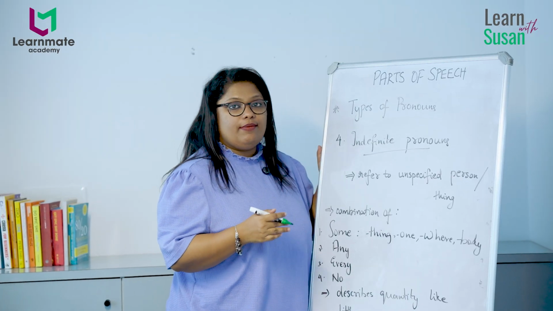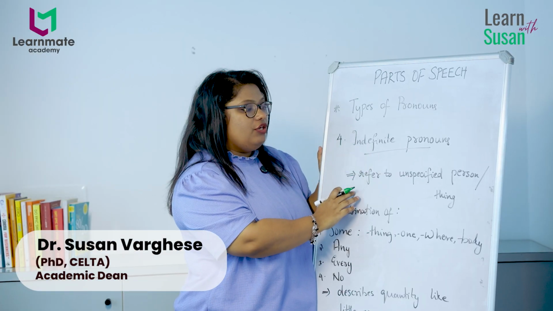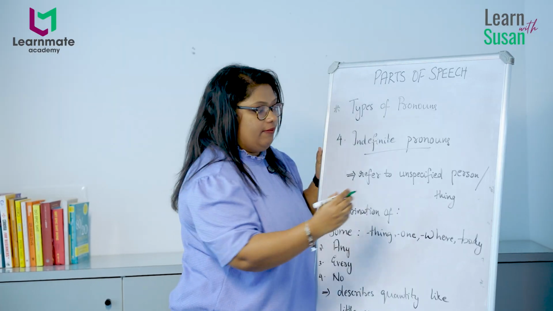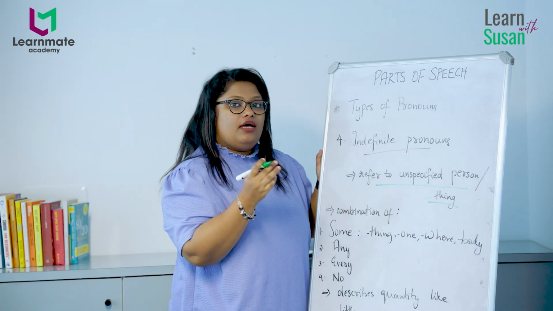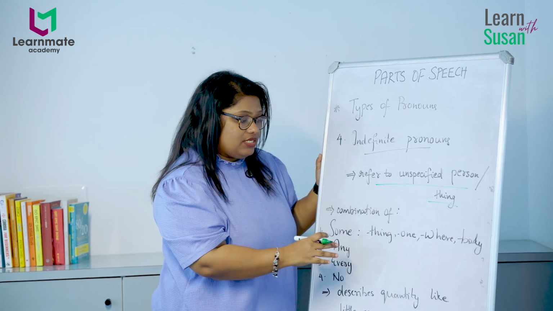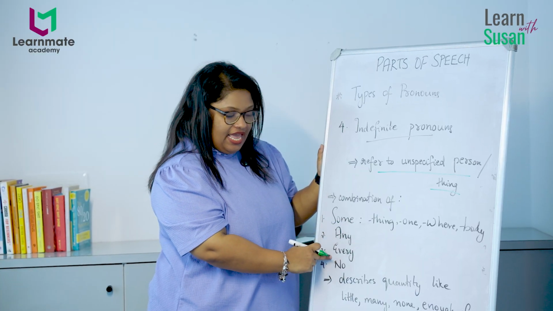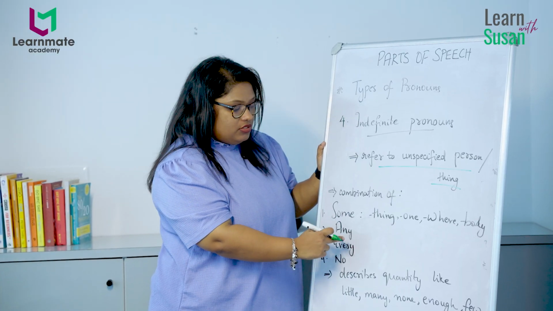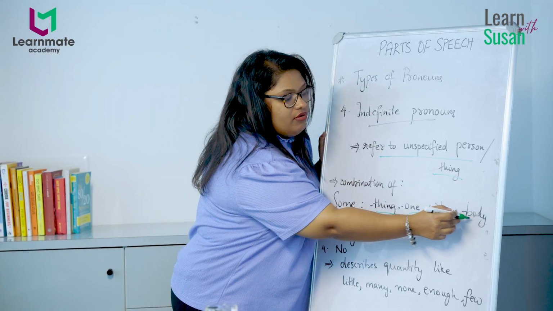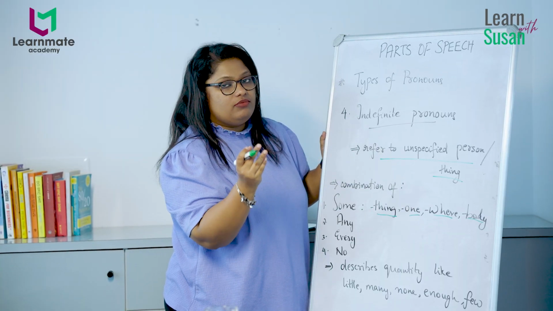Now, the fourth type of pronoun is indefinite pronouns. These pronouns are used to refer to any unspecified person or thing. So this is very important, unspecified person or thing. And most of these pronouns are a combination of these words: some, any, every, and no. So these words, when combined with these, form a part of the indefinite pronouns list.